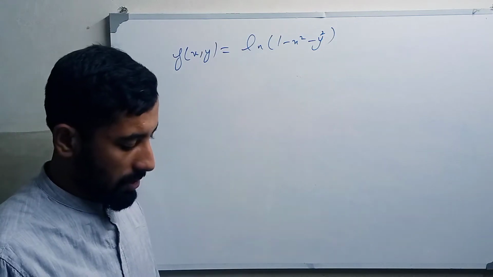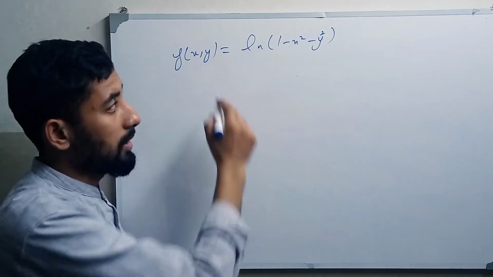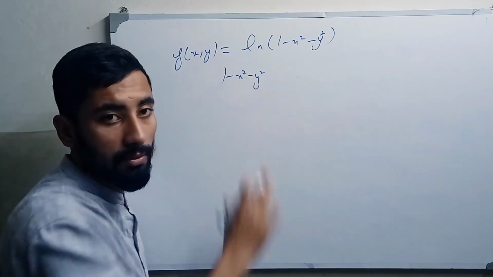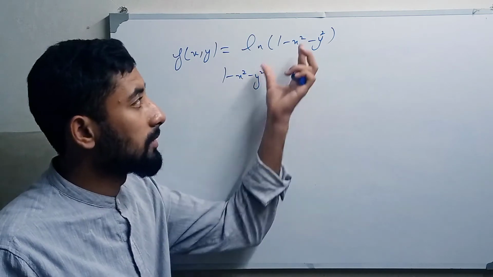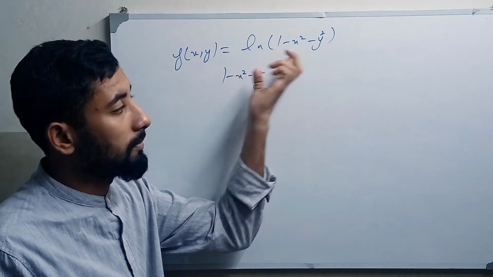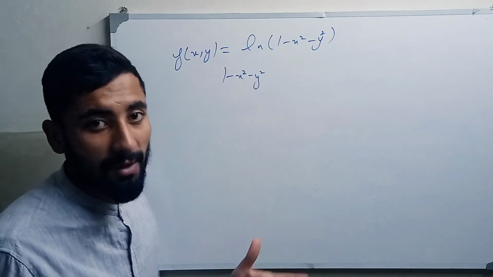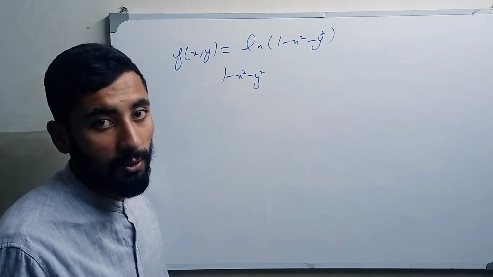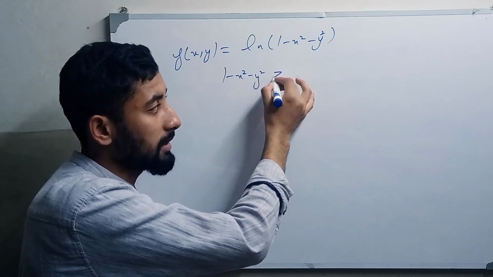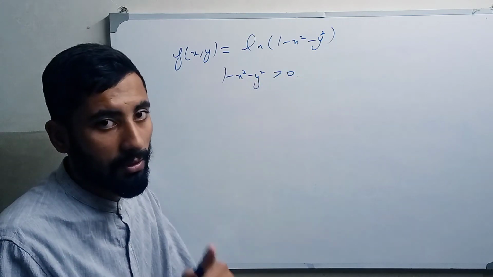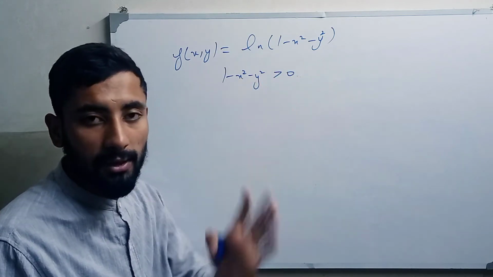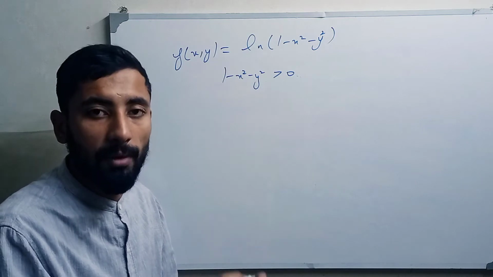So look at that function. If 1 minus x square minus y square will be 0, then the function will be undefined. If the log has a negative value, like minus 1, minus 2, minus 3, then the function will also be undefined. So you must have 1 minus x square minus y square greater than 0, not equal to 0, not less than 0. Then our function will be defined.